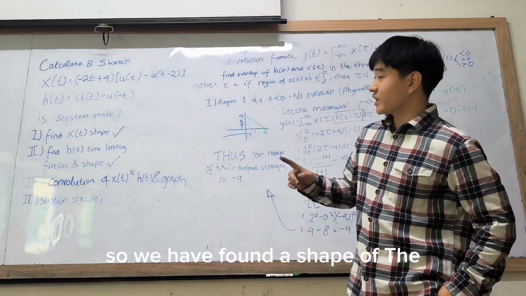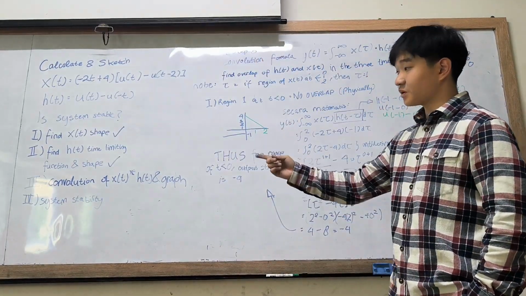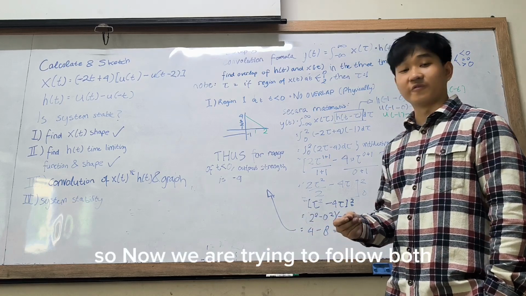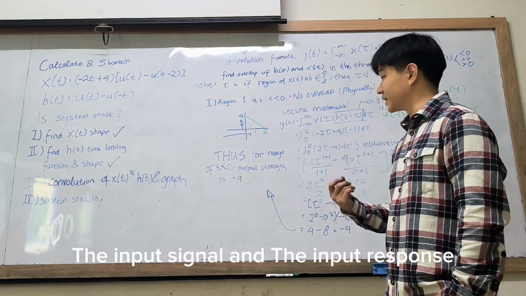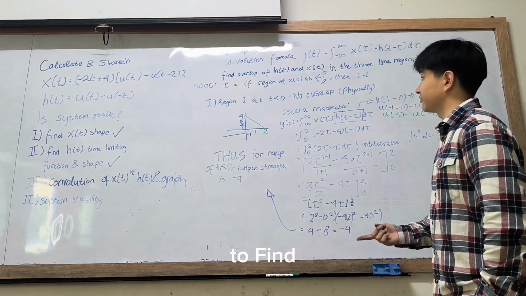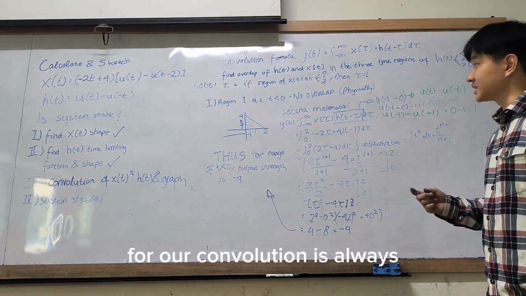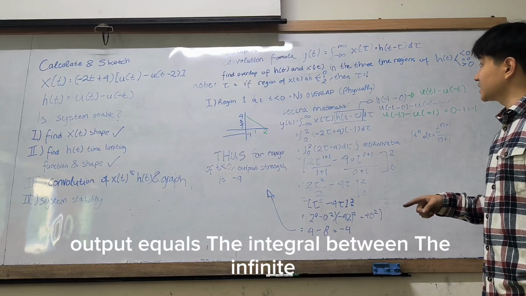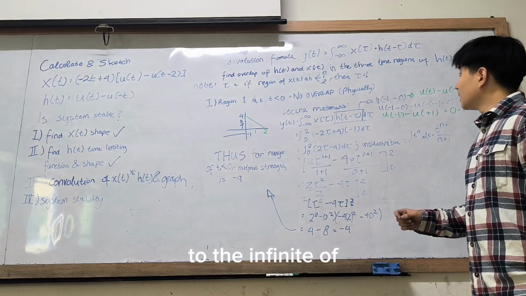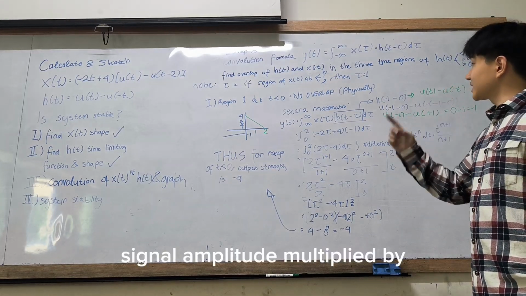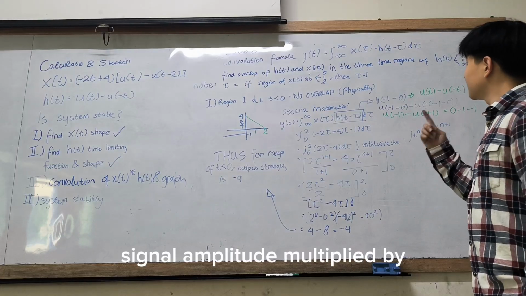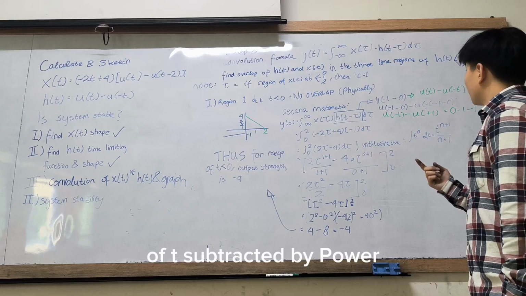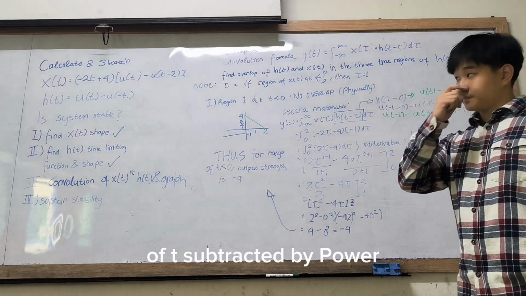Hello everyone, so we have found the shape of the impulse response and the input signal. So now we are trying to convolve both the input signal and the impulse response to find the graph. The formula of our convolution is always: output equals the integral from negative infinity to infinity of signal amplitude multiplied by the impulse response of t subtracted by tau.